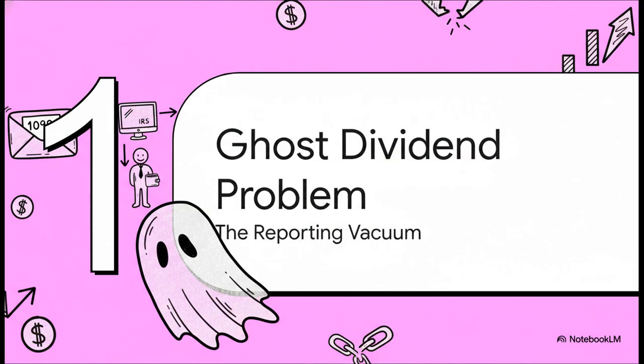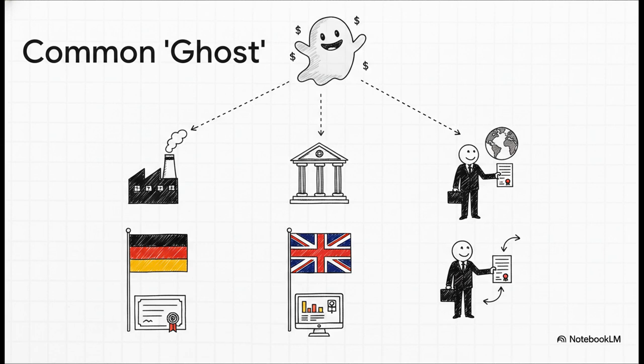Okay, so let's start with the root of the problem. You have to remember, the IRS runs on this massive automated information matching system. The payer sends a 1099 to the taxpayer and a copy to the IRS. The IRS computers then just look for that income on the return. Easy. But a ghost dividend completely breaks this process because no third-party report ever gets sent to the IRS in the first place.